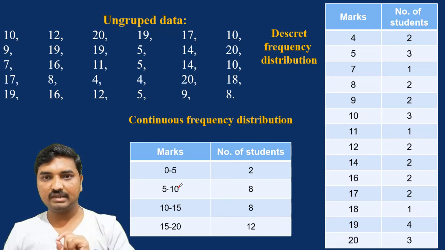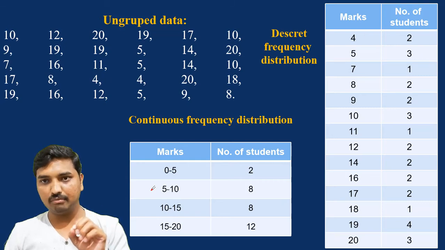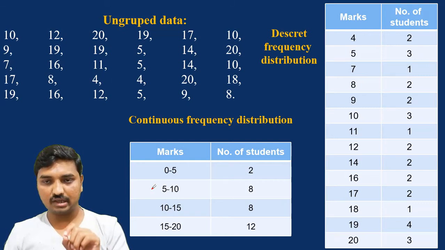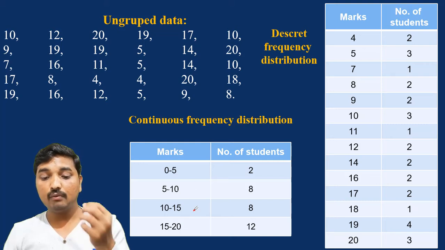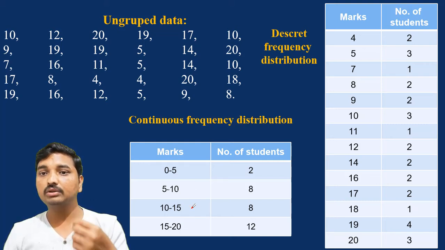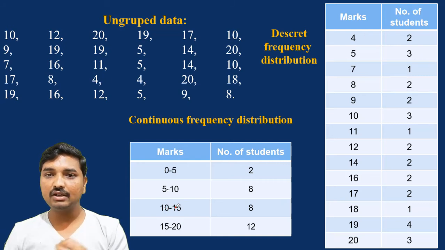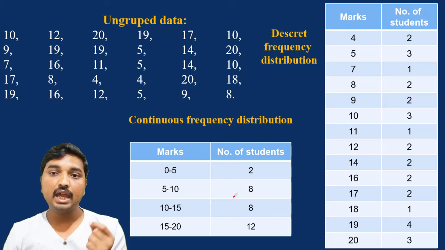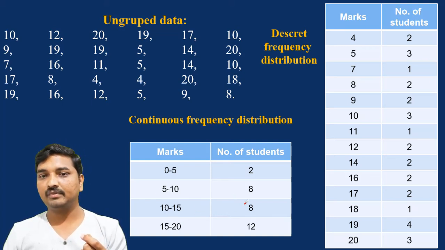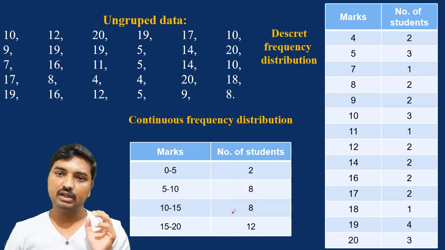Okay, so in the same sense, for the second one, 5 to 10 means here you need to count how many students secured the marks 5 or 6 or 7 or 8 or 9, but not 10, because if he secured 10 marks, he will move on to the next group, that is called a class interval. The third class interval is 10 to 15. You need to count how many students secured the marks 10 or 11 or 12 or 13 or 14. Actually there are 8 students in this range, and this second column is normally called frequency, as in the case of discrete frequency distribution.